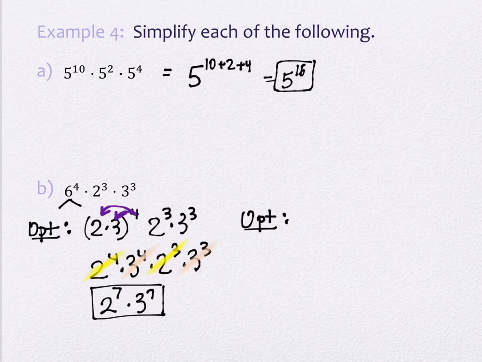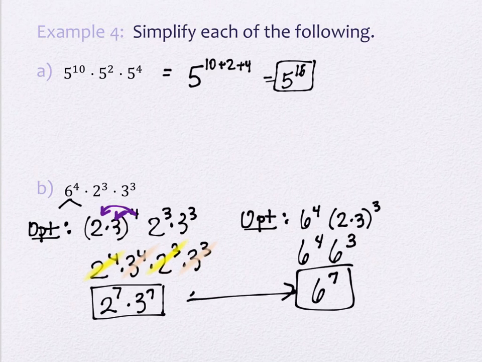Instead of taking 6 and breaking it down, what I could do is I could take the 2 and the 3 and group them together. The reason I can do that is because they have the same exponent. So it's kind of like I'm undistributing or factoring out that exponent. Right? If I'm allowed to distribute it in, I'm allowed to pull it back out. And if I do this way, 2 times 3 is 6, so I have 6 cubed. And then I would end up with 6 to the 7th.